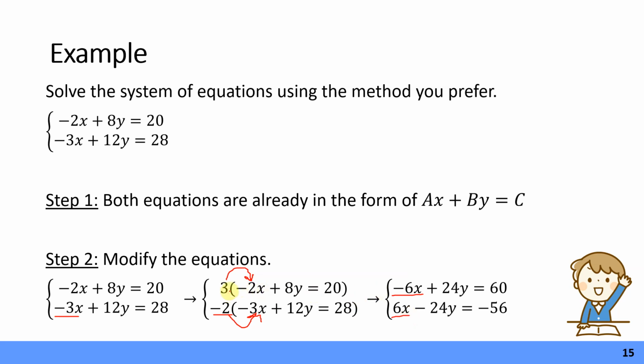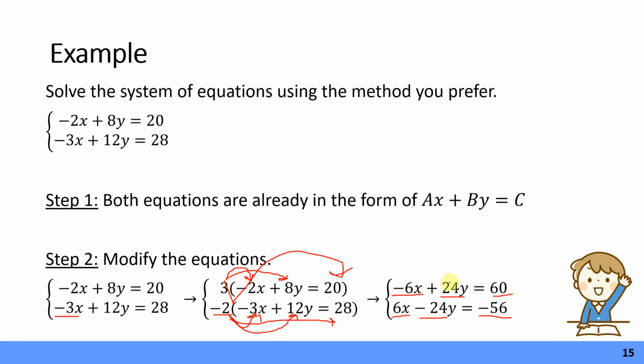Since I multiplied the top one by 3, remember I have to do it to all of them. So 3 times 8 gives me +24y, and then 3 times 20 gives me +60. Same thing goes with the bottom. I have to multiply everything by -2. So -2 times 12 gives me -24, and then -2 times 28 gives me -56. All right. Again, just double check. Both of these have to be opposite signs.